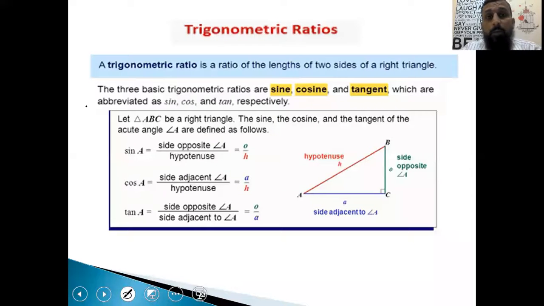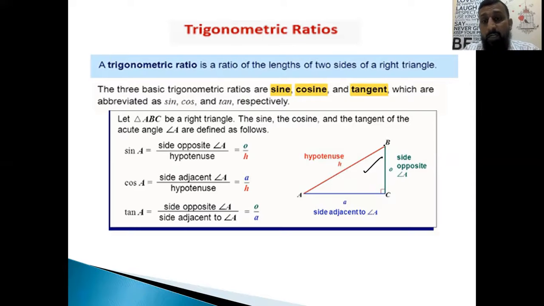Okay, now trigonometrical ratio. A trigonometric ratio is a ratio of length of the two sides of right angle triangle. The three basic trigonometrical ratios are sine, cosine, and tangent, which are abbreviated as, you must have seen on your calculators, as sin, cos, and tan. So basically, what are these? These are called ratios. The ratios of the two sides of the right angle triangle.